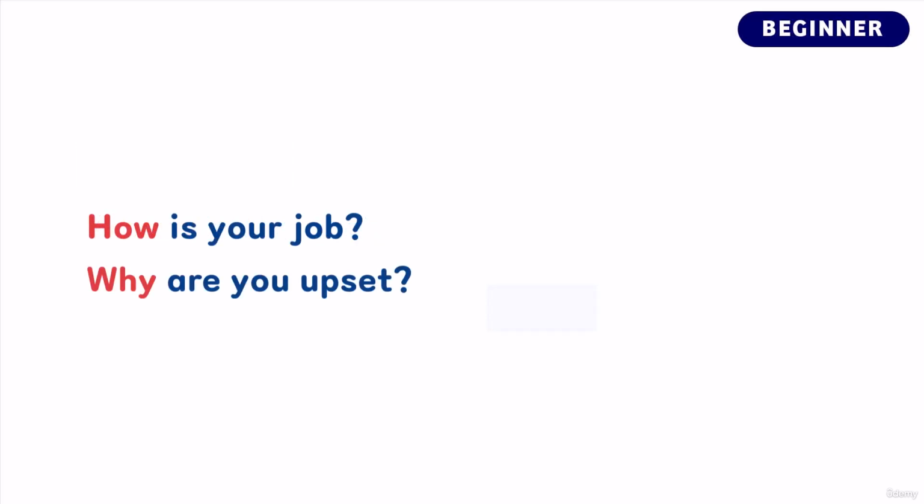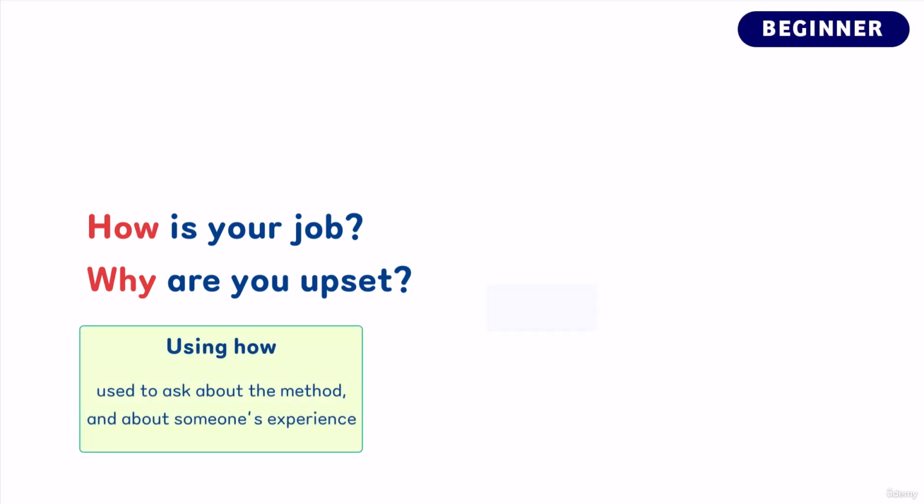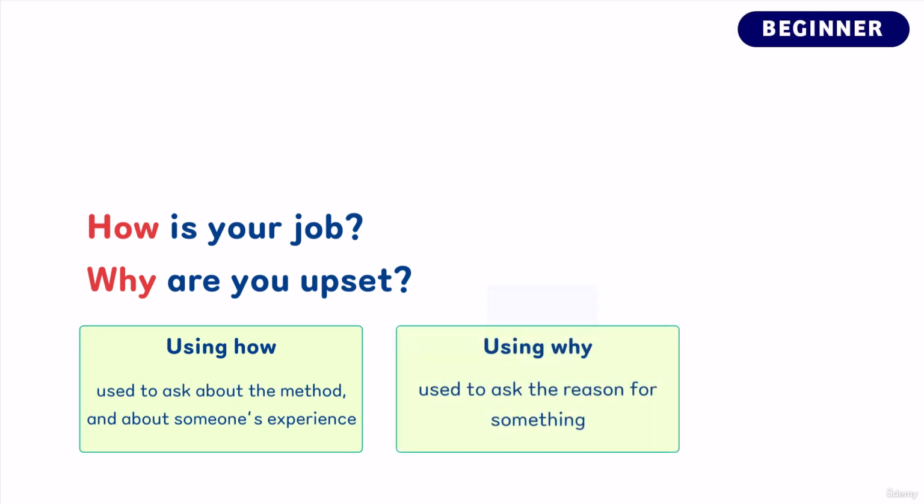Here are two example questions. How is your job? Why are you upset? First, we can use how to ask the method of doing something and also about someone's experience of doing something. So in this question, we are asking about the other person's experience in his or her job. In terms of why, we are asking the reason for something.